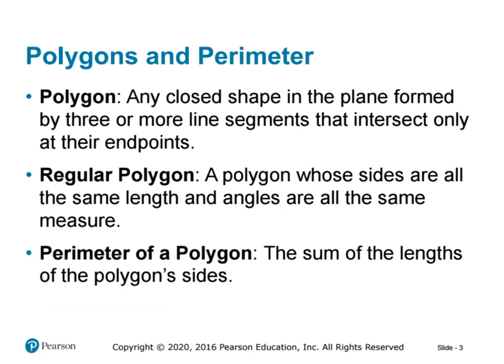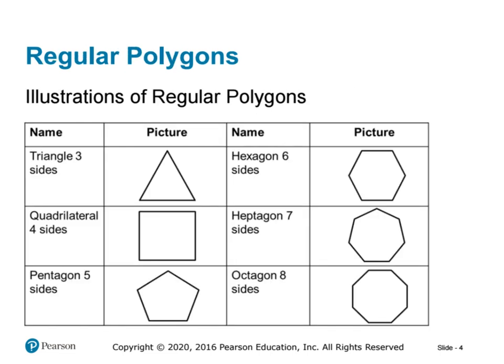So a polygon is any closed shape in a plane formed by three or more line segments that intersect only at their endpoints. A regular polygon is a polygon whose sides are all the same length and angles are all the same measure. Perimeter of a polygon is the sum of the lengths of the polygon's sides. So like adding all the sides together.